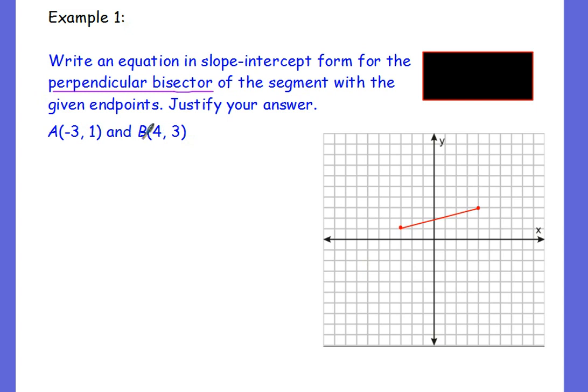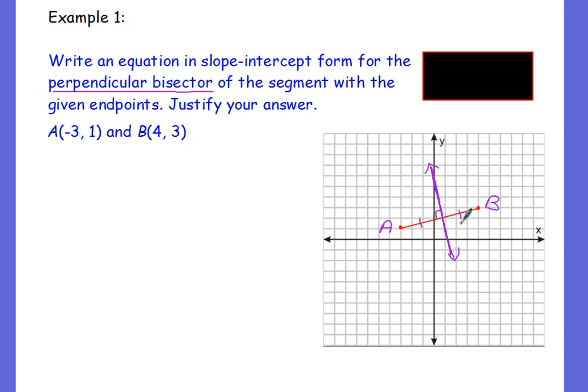So I plotted these 2 points. So here's point A, here's B. It's a line segment. And we want to write the equation of the line that is the perpendicular bisector of this line. Oops, there's the bell. Okay, so that would be, just kind of eyeballing it, it looks like it'd be a line sort of like right there, right? Because that looks like it's perpendicular, and then it would cut it in half, it'd bisect it.